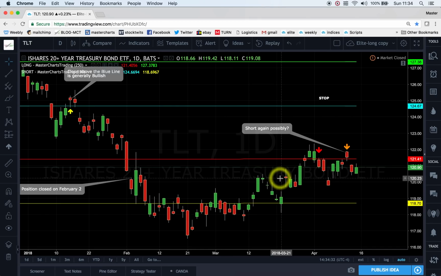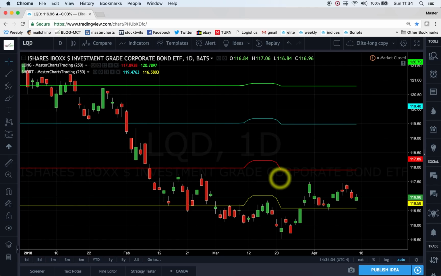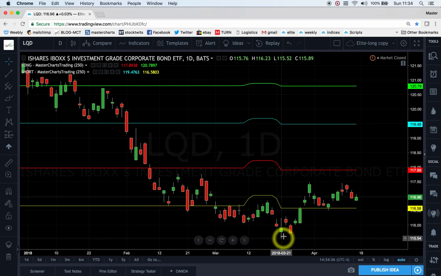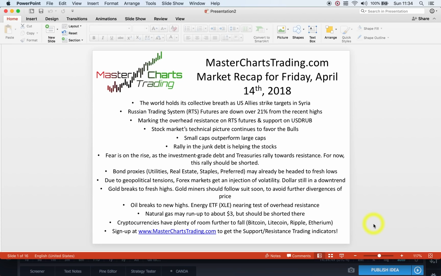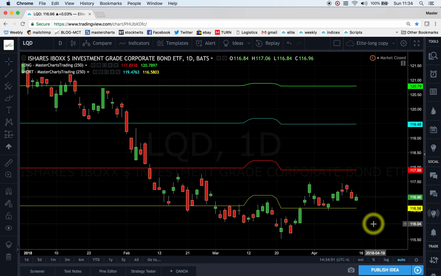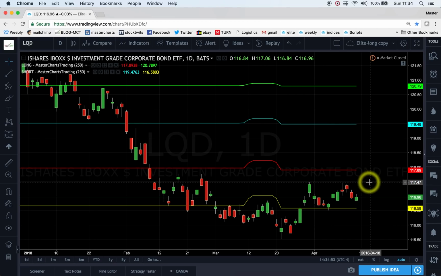And then, of course, you can see corporate debt, LQD, also at fresh lows here in March, and potentially more fresh lows to come. I would not be buying this chart at all. I would be looking to sell it, or just get out of my positions, or possibly short it.